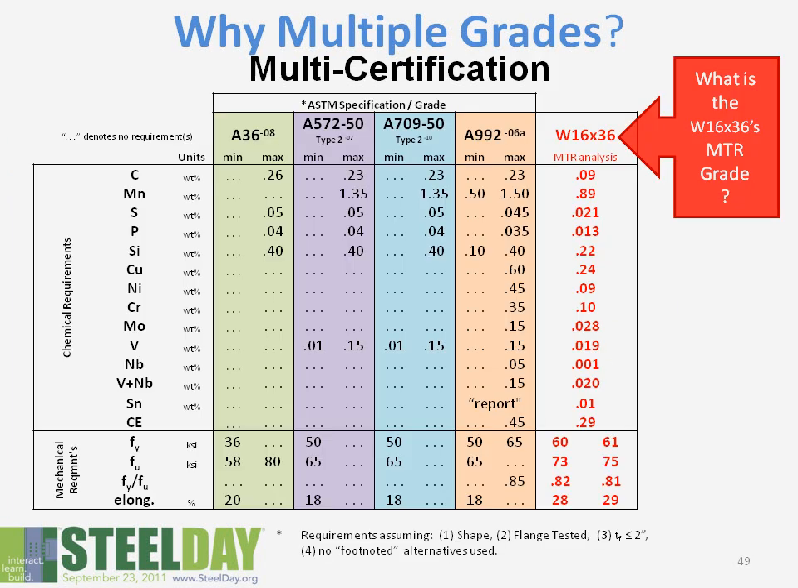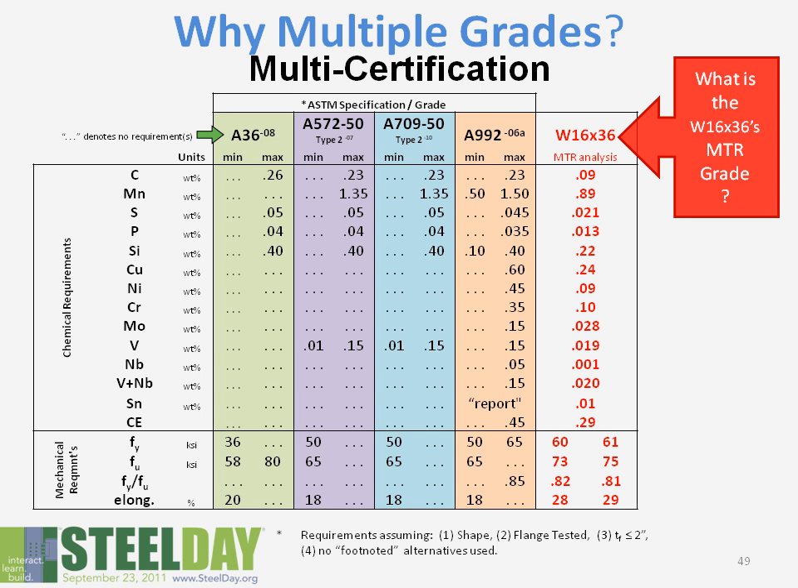And then to further complicate things, we have an industry practice called multi-certification. If we look at a hypothetical W16 by 36, and here's the chemical analysis reported on the mill test reports, and the physical properties also reported on the mill test report, we can compare those to the different grades. For instance, A36. A36 also was published back in 1966. It's still in use today, although as steelmakers we prefer to dissuade its use. Things tend to be more of the 992.